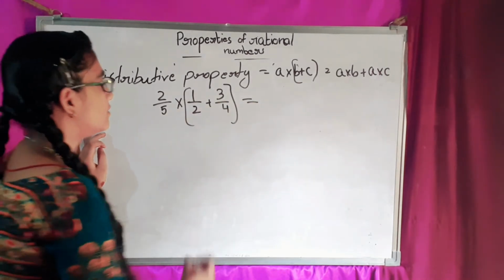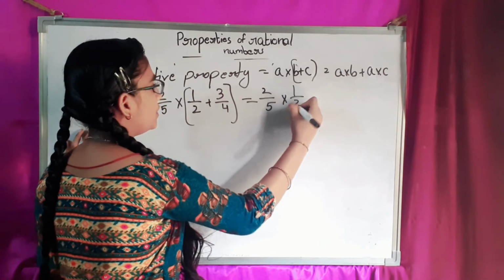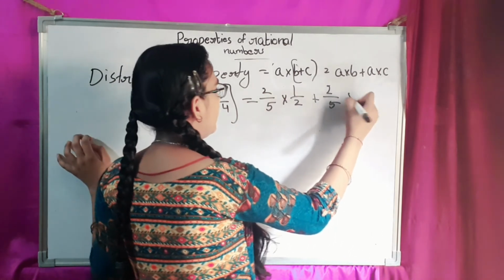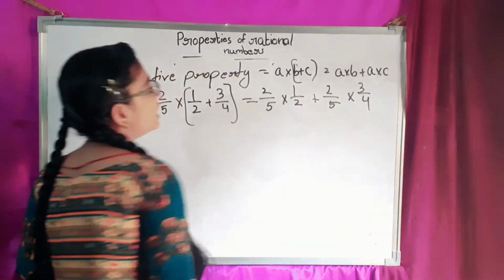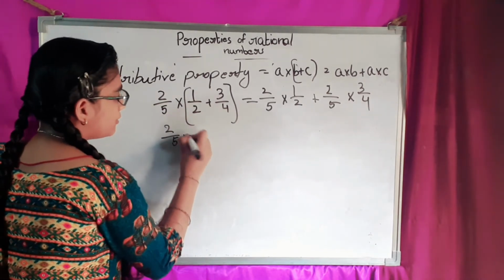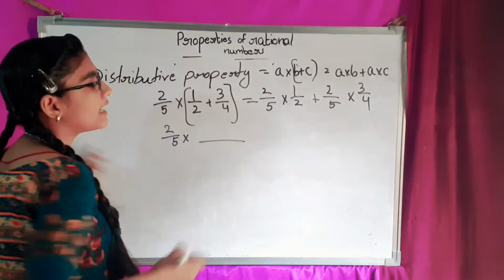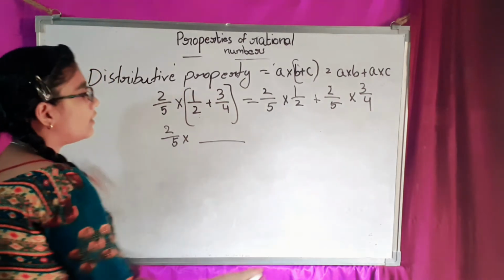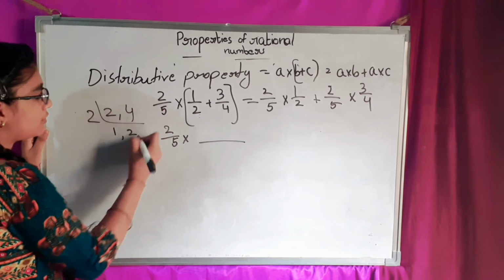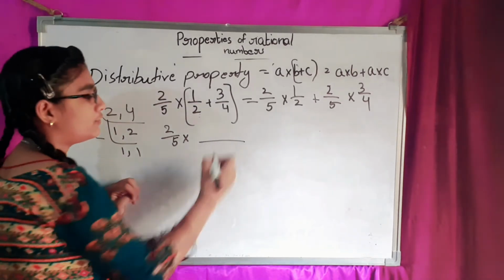2 by 5 into (1 by 2 plus 3 by 4) is equal to 2 by 5 into 1 by 2 plus 2 by 5 into 3 by 4. Now we have to solve this. Here 2 by 5 into (1 by 2 plus 3 by 4). What is the LCM here? 2 ones are 2, 2 twos are 4. What is the LCM? 4.